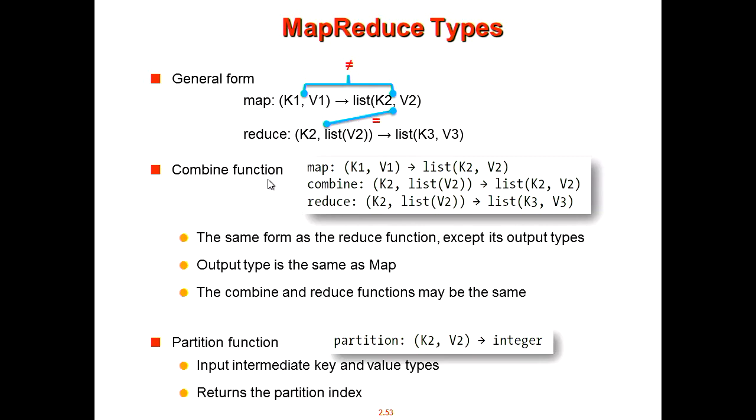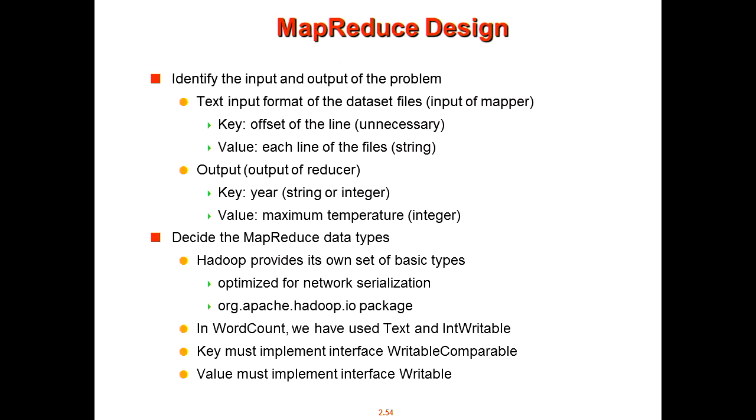And the combiner function is similar to the reducer. It means that the data types of a combiner are exactly the same as a reducer. And the partitioner function takes a key as input and generates an integer, the partition for this key, as output. So that's a different class.